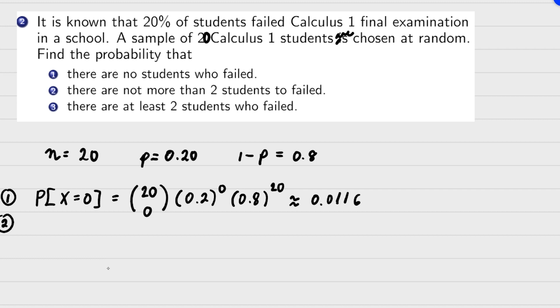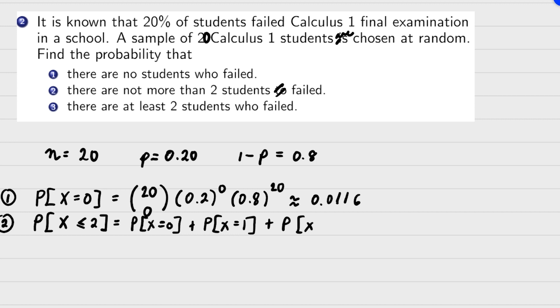Let's have number 2. There are not more than 2 students who failed. So, in short, we want to know the probability that x is less than or equal to 2, because not more than. So, 0, 1, 2 lang. Hindi lalampas ng 2. So, in this case, we want the probability of 0, plus the probability that one student failed, plus the probability that two students failed. X equals 2.